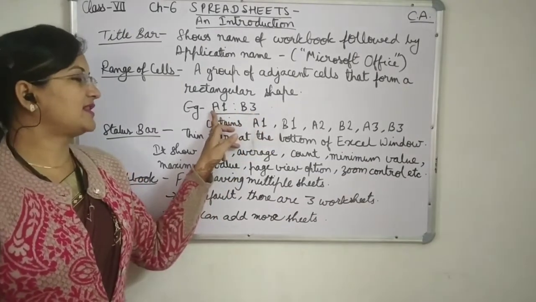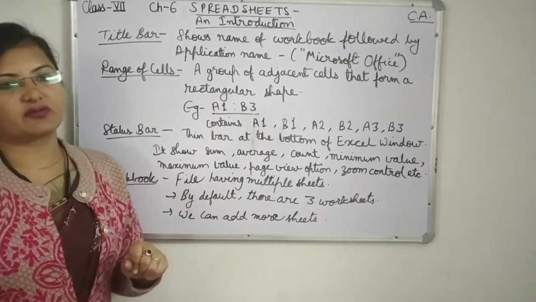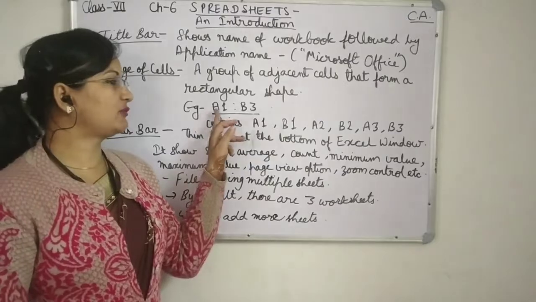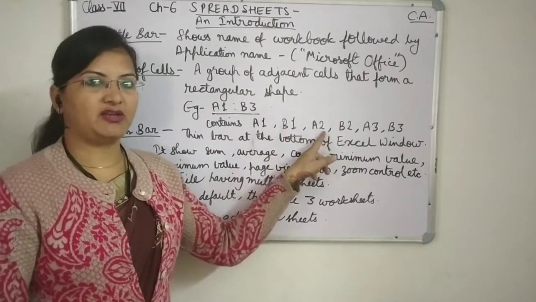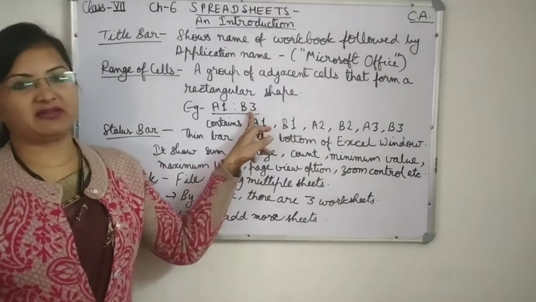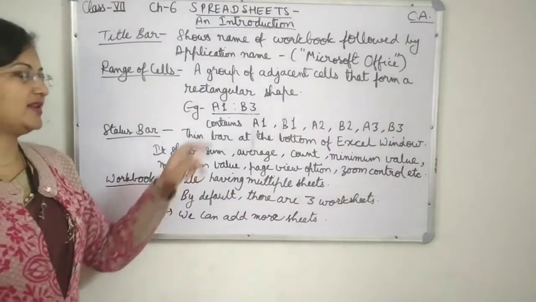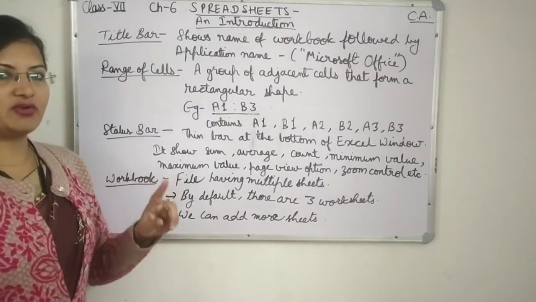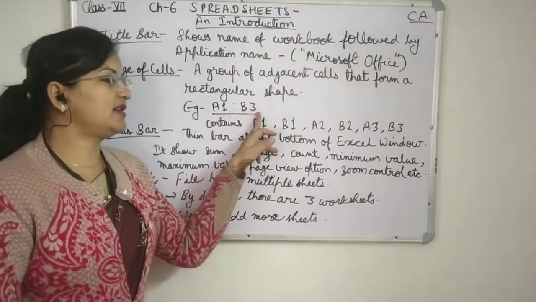Okay. So, if the first cell is A1 and the last cell is B3, how many cells will it contain? You have to start with A1, then B1 you have to write. A1, B1, A2, B2 and A3, B3. You can see you have to stop at B3. Got it? So, these are the cells which are there in this group, this range. Got it? How to write the range? The first cell address and the last cell address.